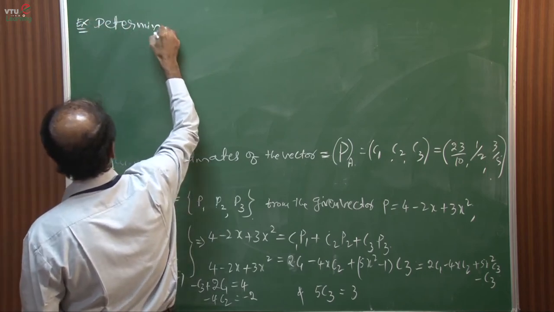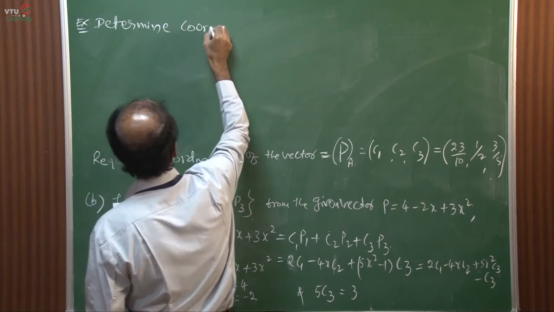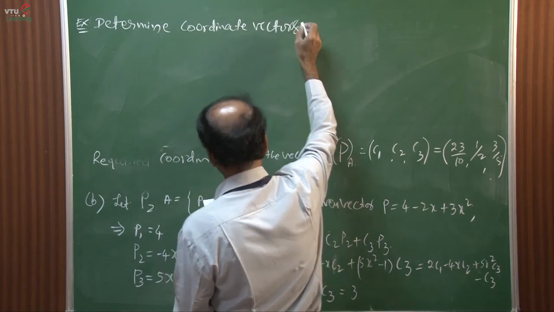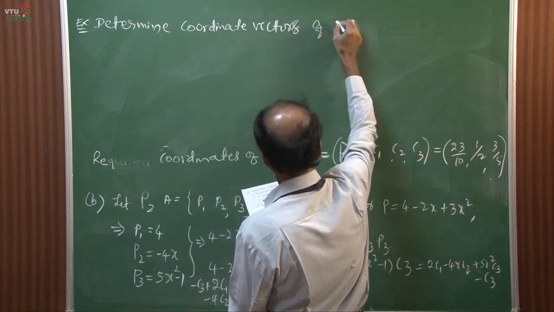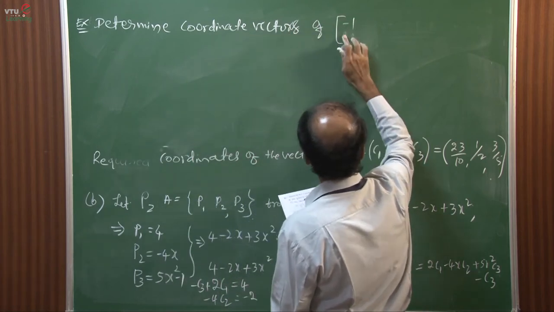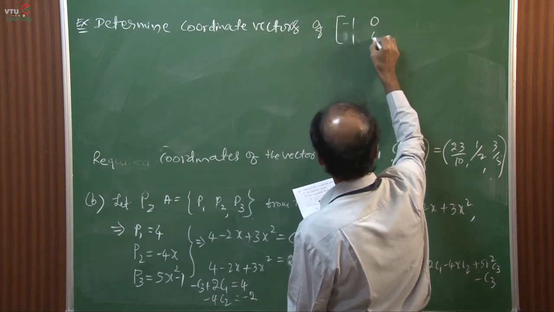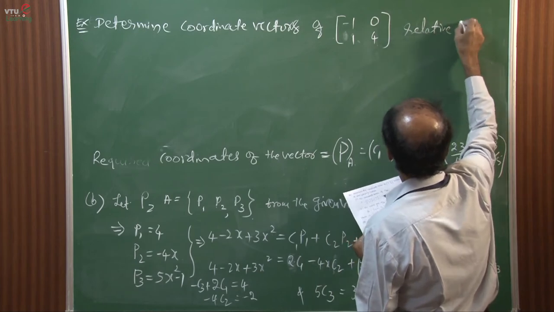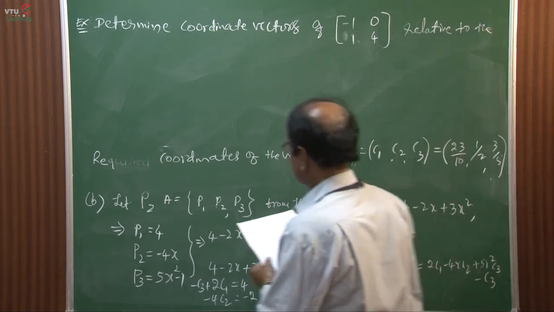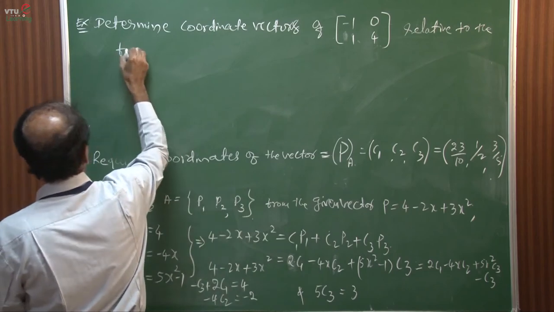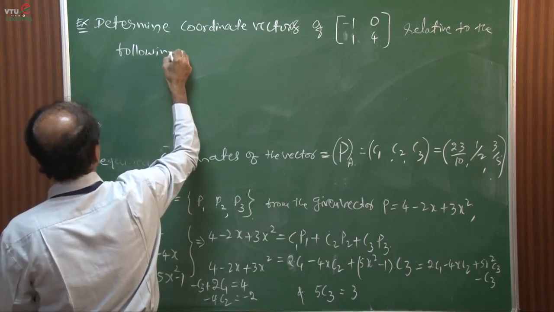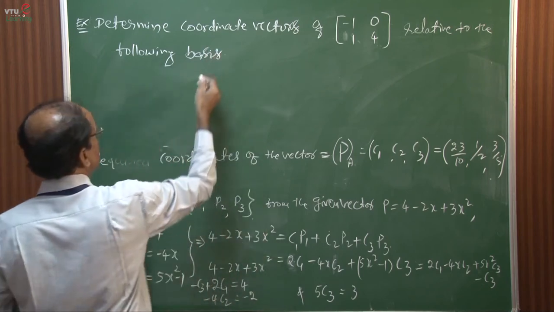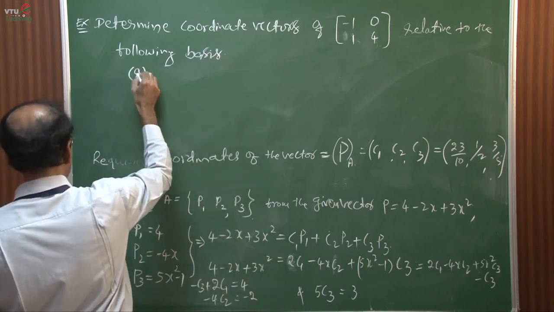Determine coordinate vectors. Determine the coordinate vector of minus 1, 1, 0, 4 relative to the following bases. Following bases, that means in the plural sense. That is the first question.